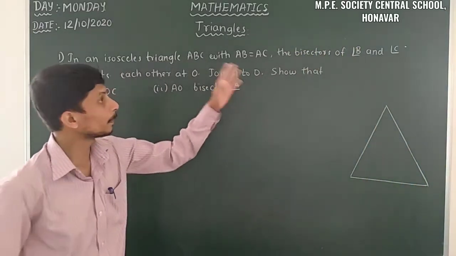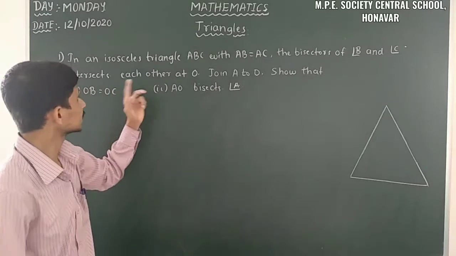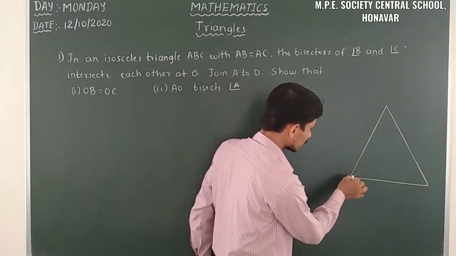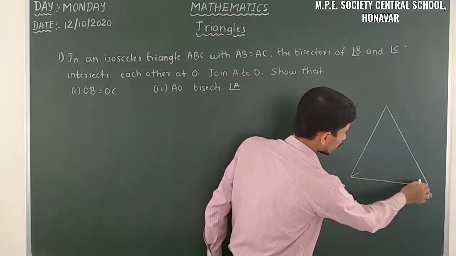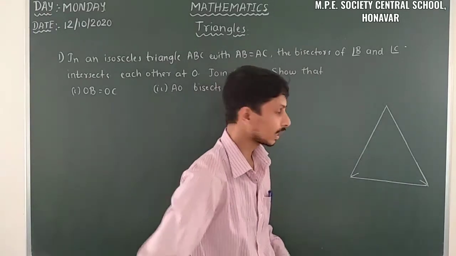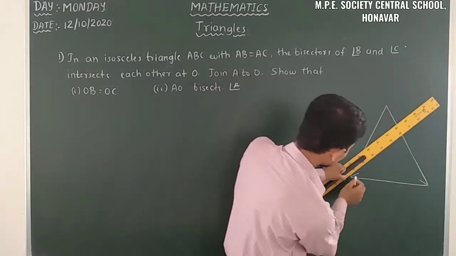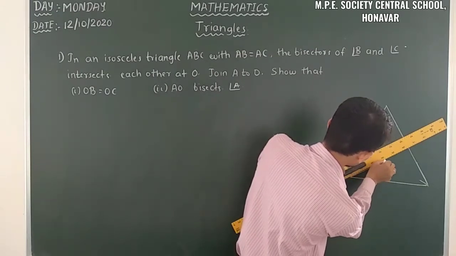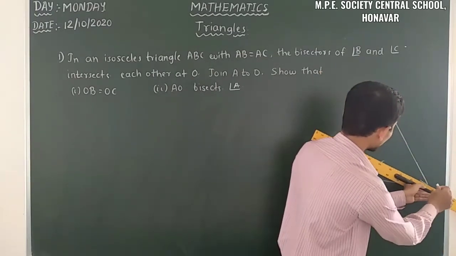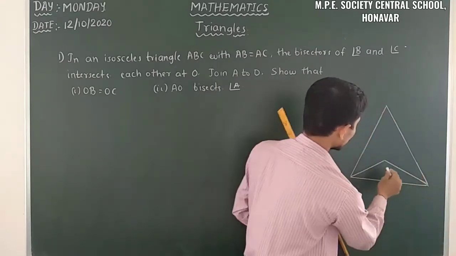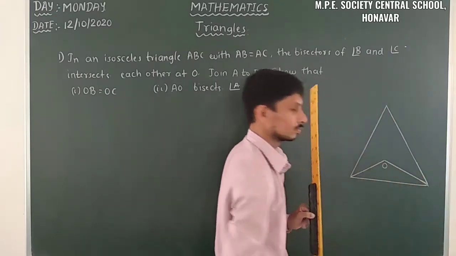Then the bisectors of B and C intersect each other at O. Bisectors means it divides into equal parts. So firstly we have to divide this angle equally. Then we just have to extend this one. Then we have to extend here also. So it joins here, and here it is a point O.